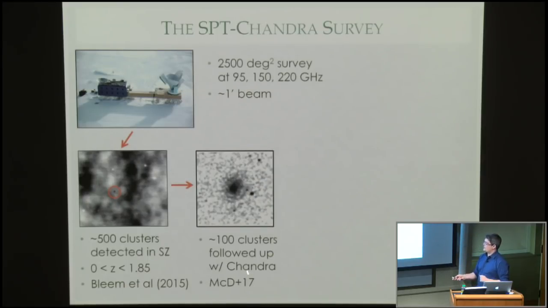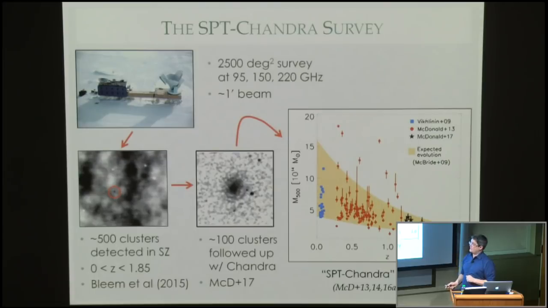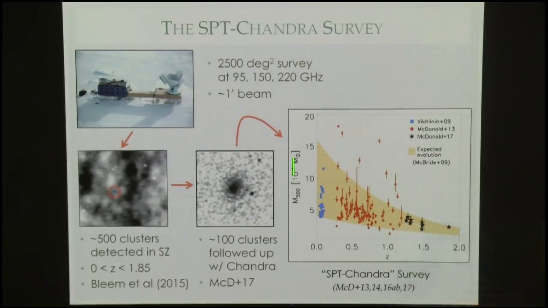And so we have 100 clusters followed up with Chandra, and this is what they look like in mass and redshift. So we compare to Alexey Vikhlinin's low-z sample, where we've added a mass cut to match the SZ cut. The red clusters are sort of old news now, but these are South Pole Telescope selected clusters from our earlier surveys, and these black points are the latest things that we've observed with Chandra.